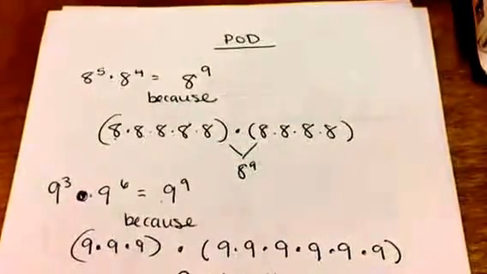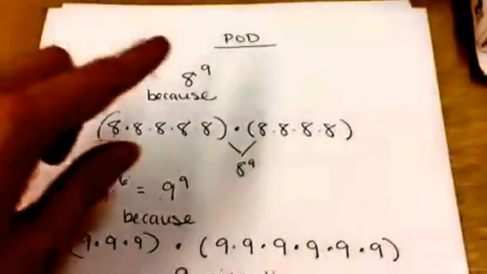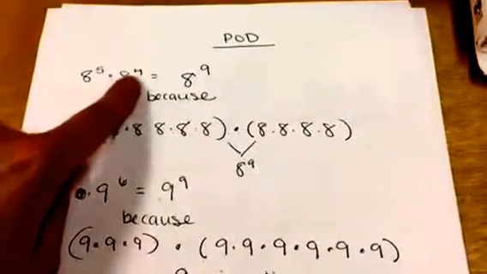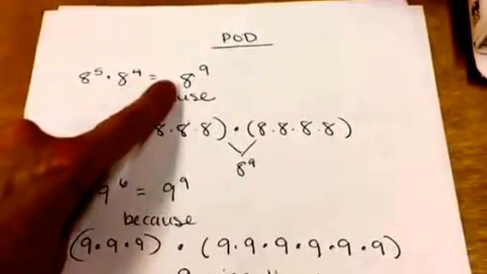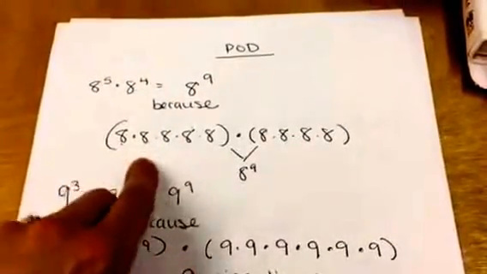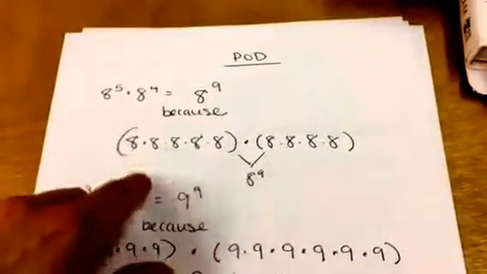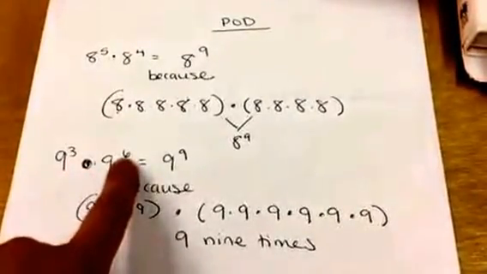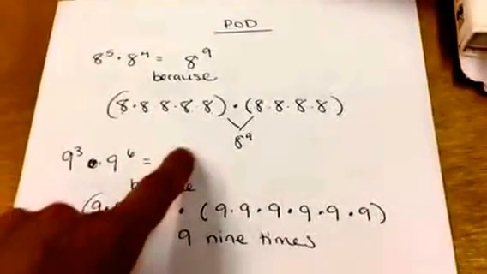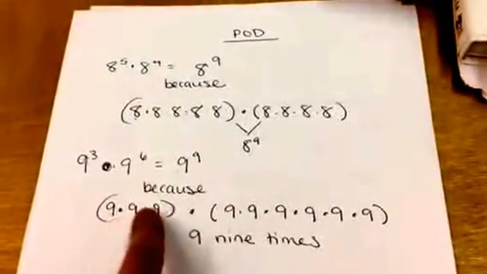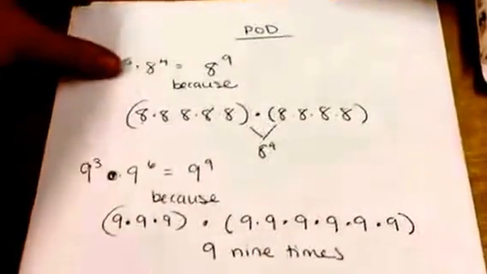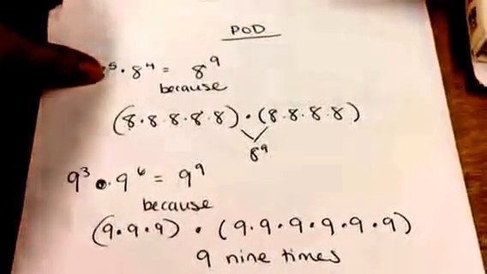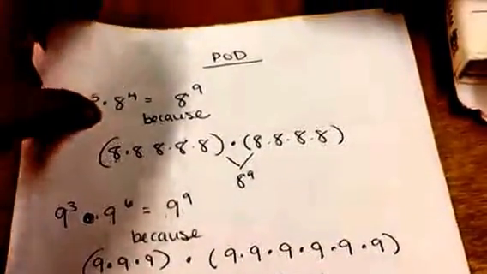So here is what the problem of the day looked like on Thursday. You can see we have 8 to the 5th power times 8 to the 4th power equals 8 to the 9th power. The reason for that is because if we expand our expression, we can see that we have 8 written out 9 times. And the same thing down here. If I have 9 to the 3rd power times 9 to the 6th power, then what I have is 9 to the 9th power, and same thing. That 9 is going to be expanded out 9 times. So that's pretty straightforward. You guys didn't seem to have a lot of trouble with this.